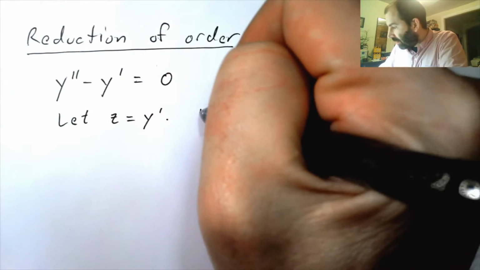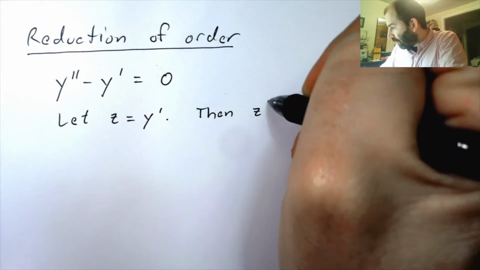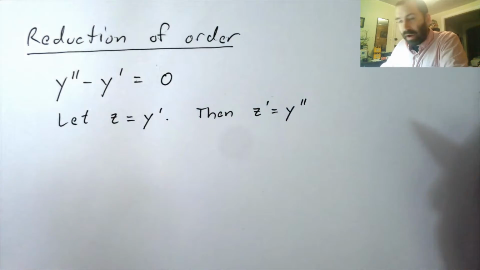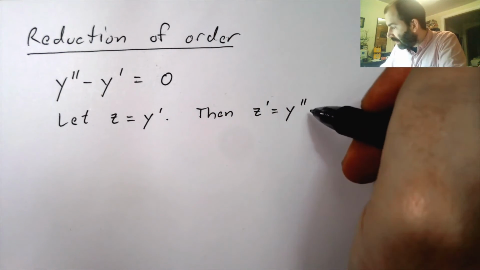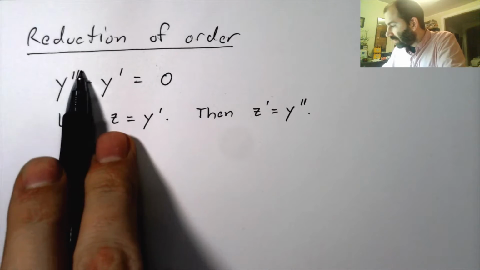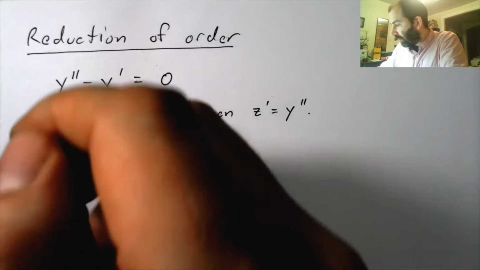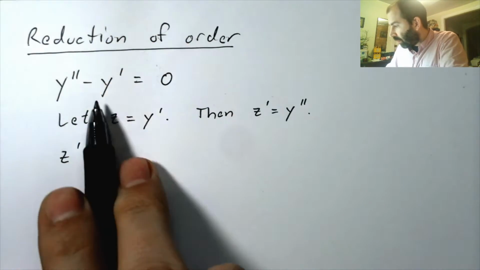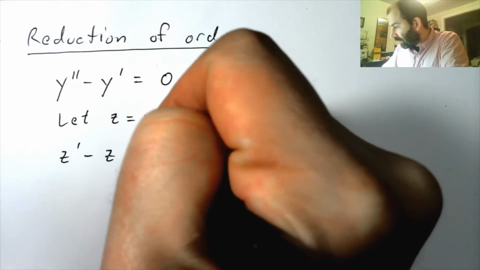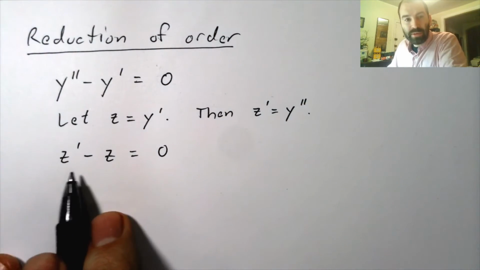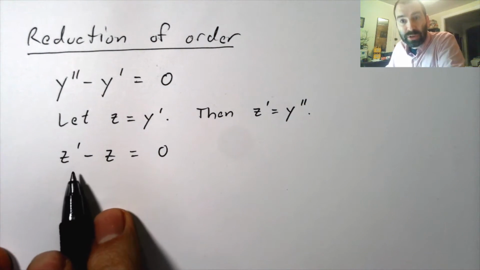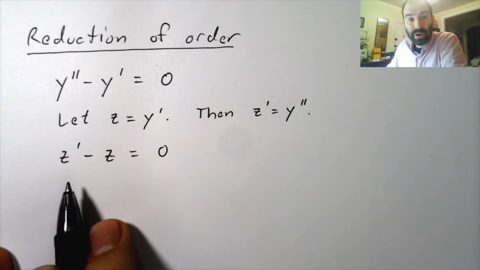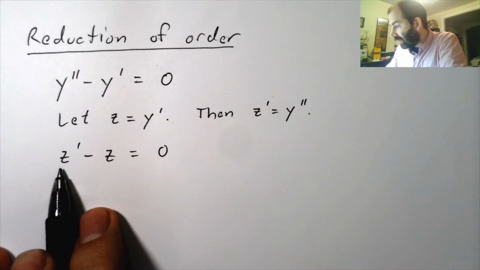well then z prime is y double prime. Okay? So I can replace the y double prime here with z prime, and the y prime with z, and what I have now is a first order differential equation, which I can solve, right? So let's go ahead and solve this.